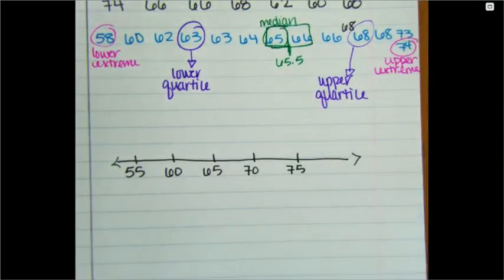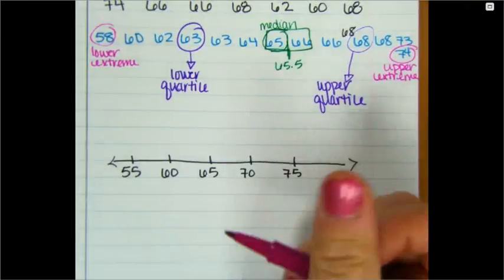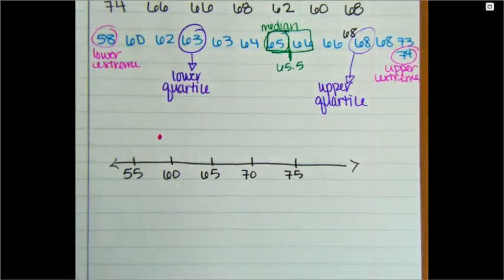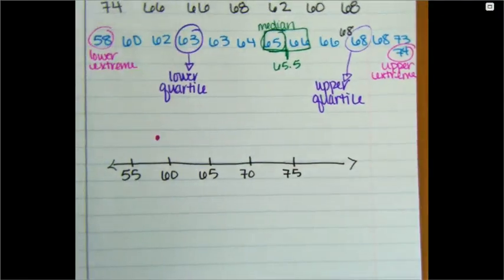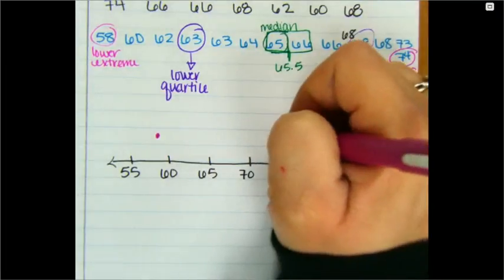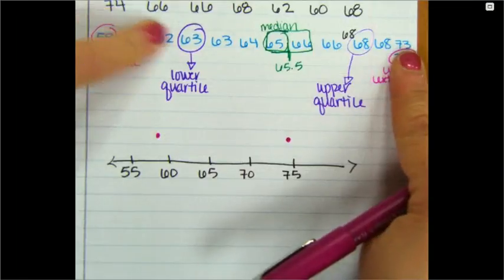Okay, lower extreme. We said is at what? 58. 58 is roughly about here, correct? Okay. Where's your upper extreme? 74. So right by 75. There we go. Those two are done, yes? Now let's work our way in.